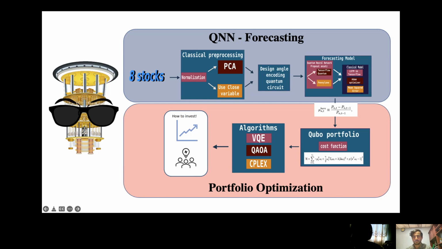After that, we input these results into the QUBO portfolio cost function. We identify the cost function in the diagram, and with this we need to find the solution with different algorithms. Two in the quantum way are VQE or QAOA. In this way, we obtain the output for this portfolio optimization. Next, please.